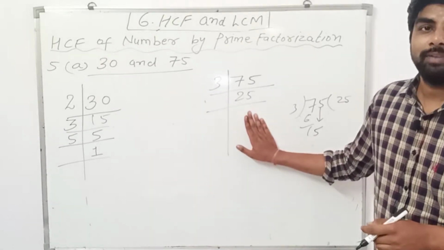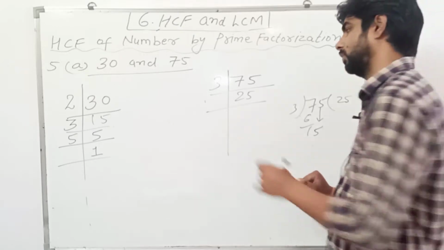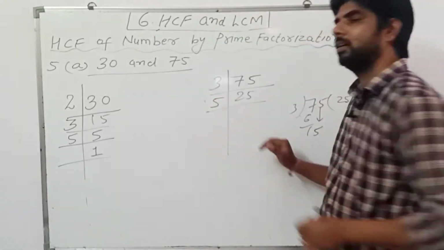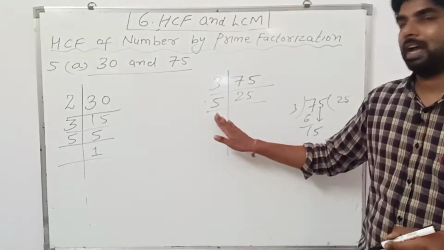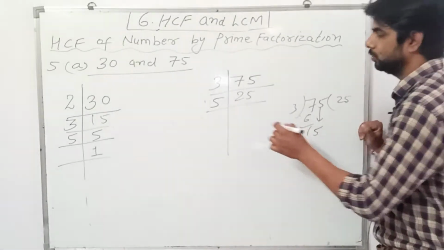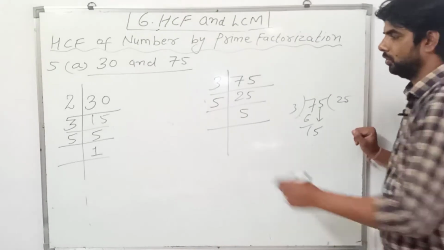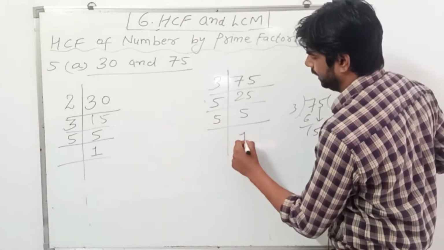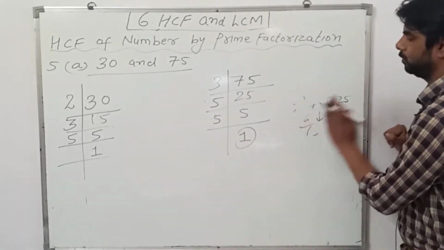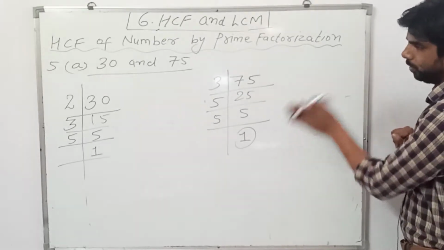So what will we write? We will write 5 here, because 25 is divisible by 5 and 5 is also a prime number. So 5 fives are 25. Now we get 5, so we will divide this 5. 5 ones are 5. Now we get 1 as our quotient, so we have to stop here.